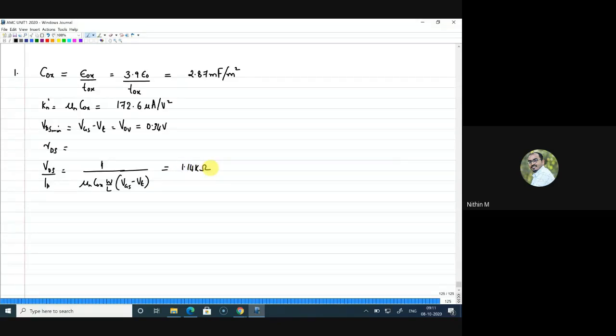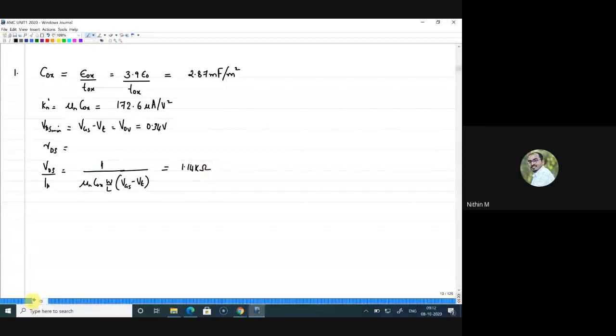Karan, what is your doubt? No doubt, sir. I just thought it's in saturation region. Calculate RDS for small values of VDS, right? So that means it is not in saturation. The RDS resistance we consider for small values of VDS, and the transistor is supposed to be in linear region then.